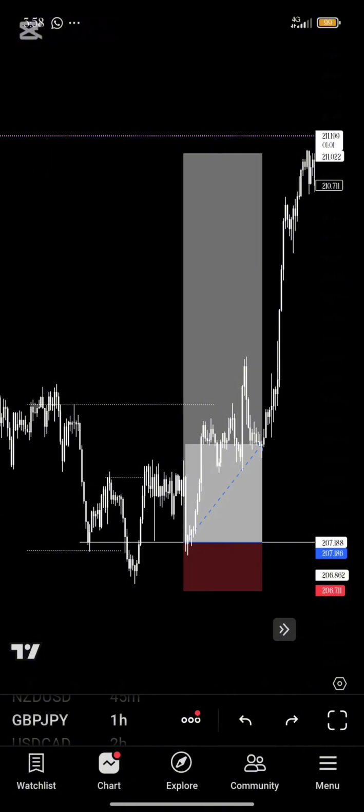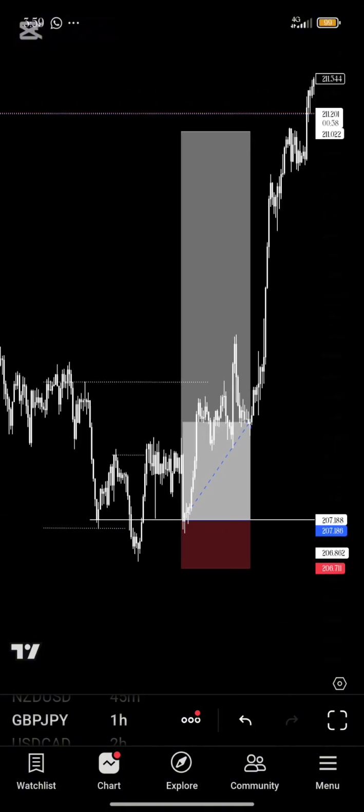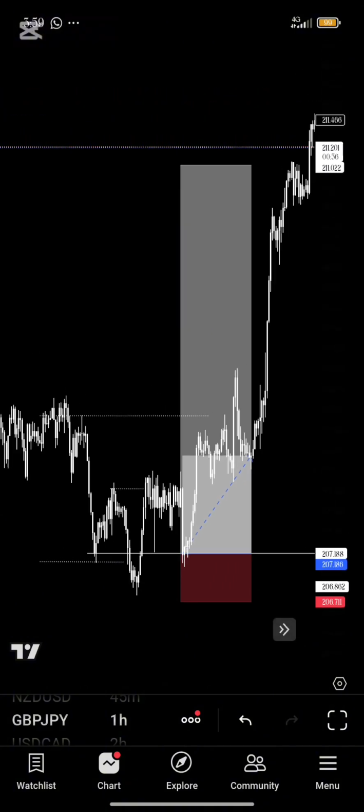If you check my Telegram channel, you'll see it. On my TikTok channel, you'll see this trade. So that was how I was able to get it.